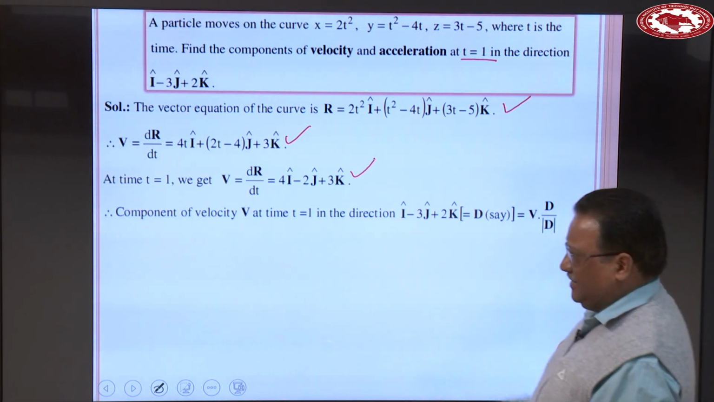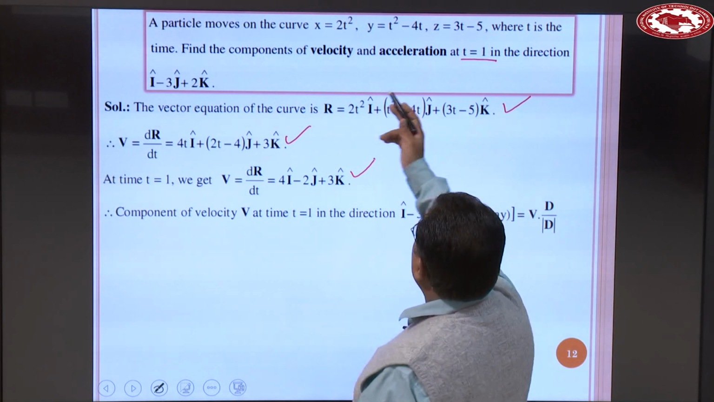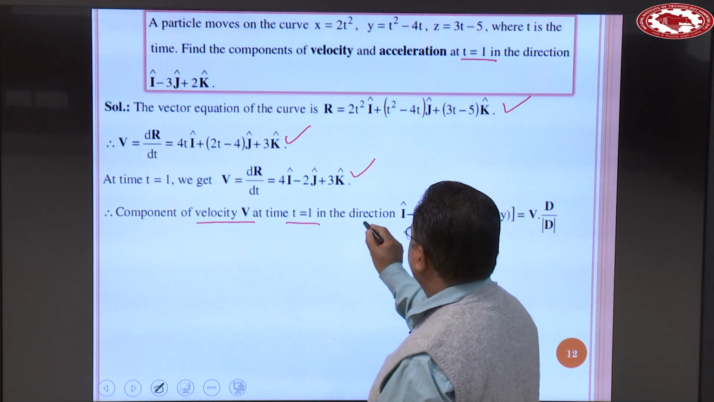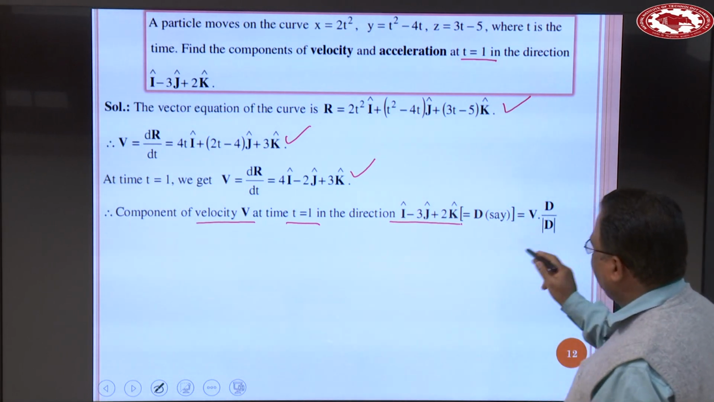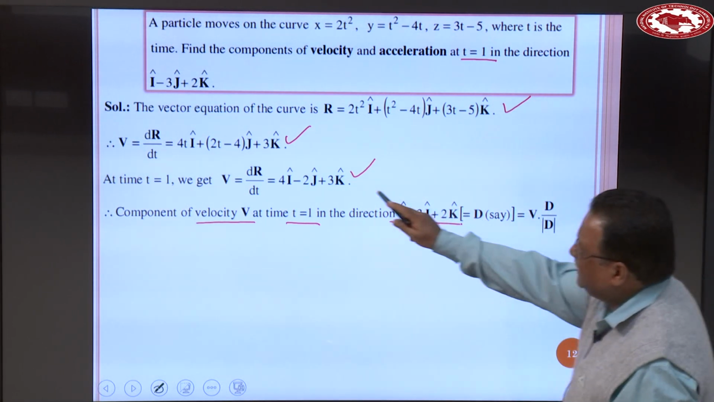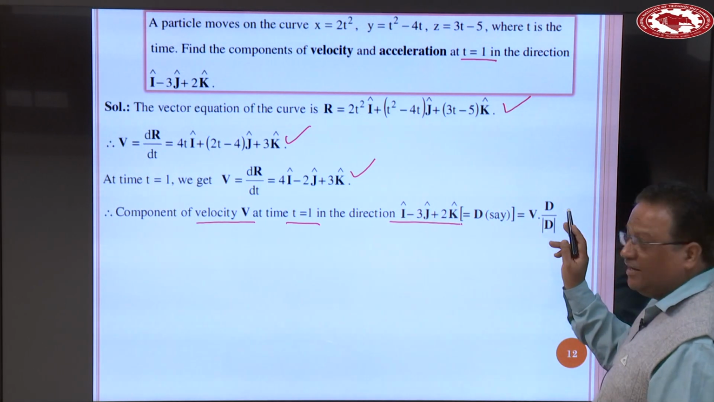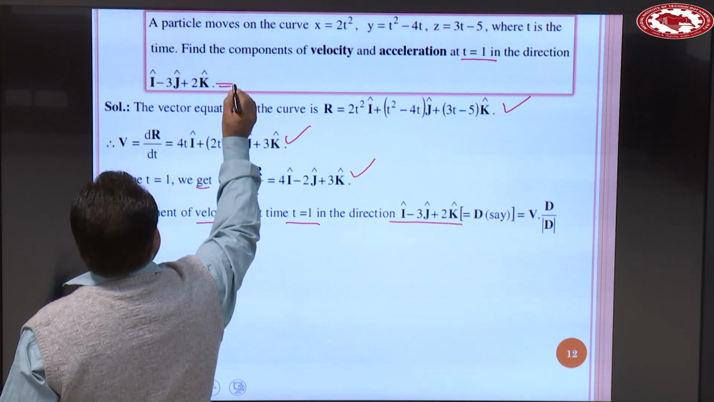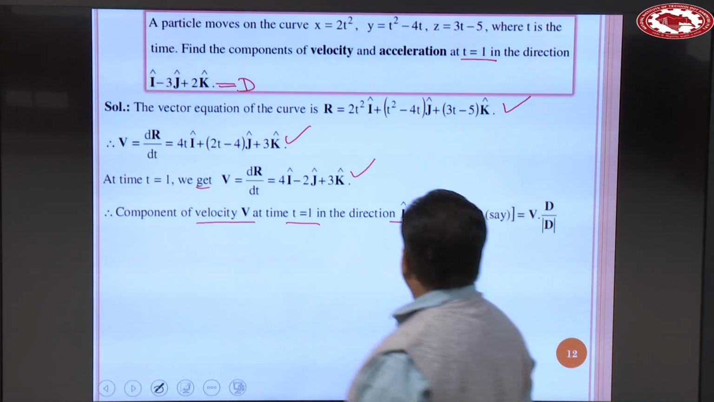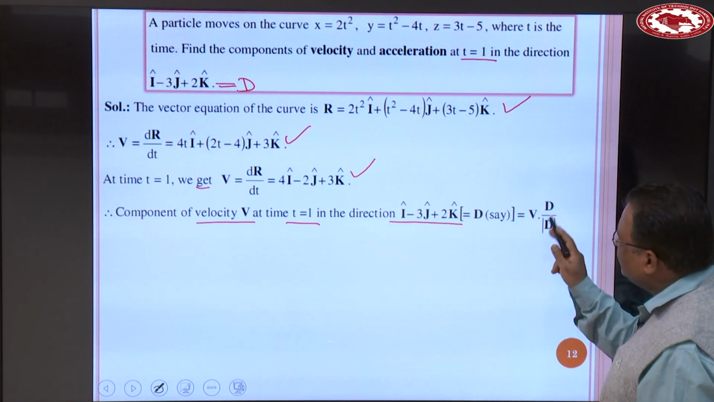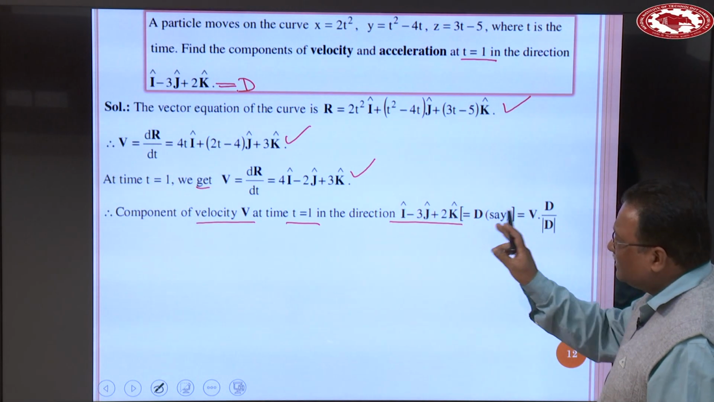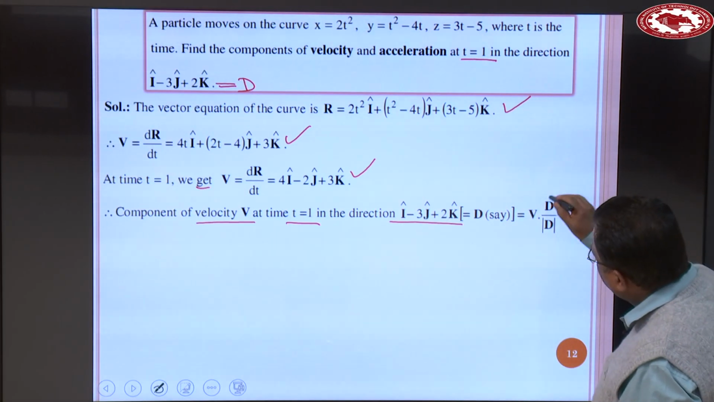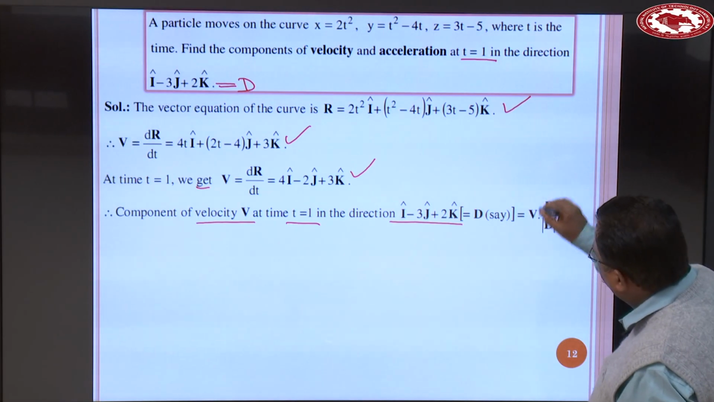Similarly, second part is component of velocity in the direction of this. So, component of velocity at time t in the direction of d can be calculated as v dot d cap. D is this. Clear. So, in the direction of d cap means in the direction of this vector, this means d over magnitude of d. ये मैं क्यों ले रहा हूँ, क्योंकि मुझे इस डायरेक्शन में वो निकालना है.